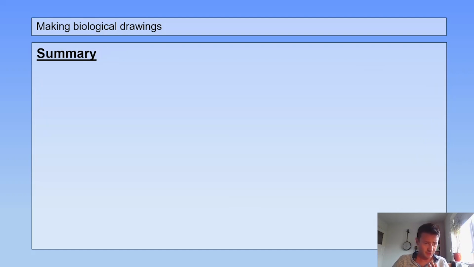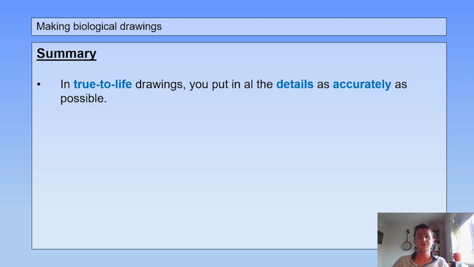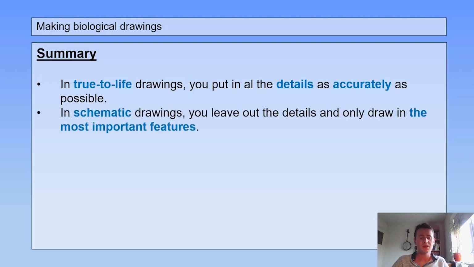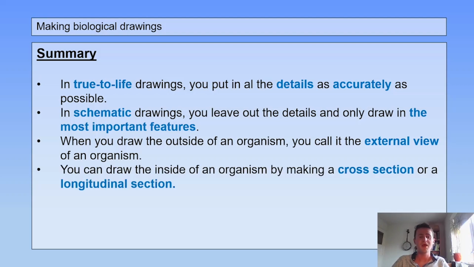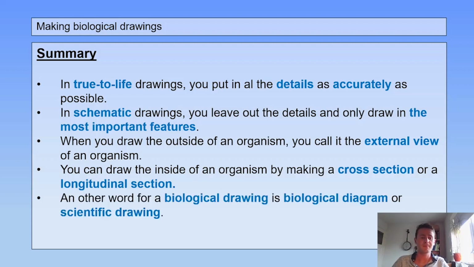So as for the summary, in true to life drawings, you put in all the details as accurately as possible. You can use colors, but you don't have to. In schematic drawings, you leave out the details and only draw the most important features. When you draw the outside of an organism, you call it the external view of an organism. And you can draw the inside of an organism by making a cross-section or a longitudinal section. Another word for a biological drawing is biological diagram or scientific drawing.